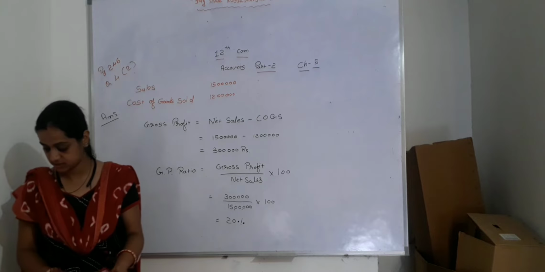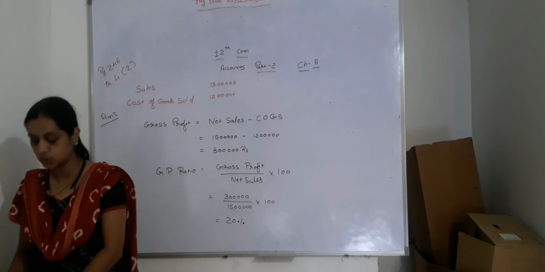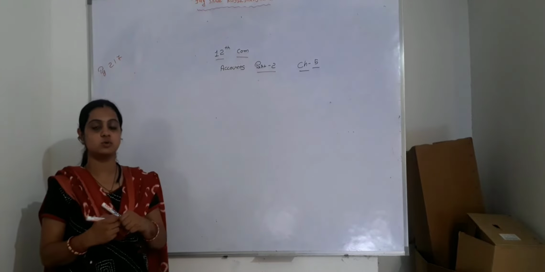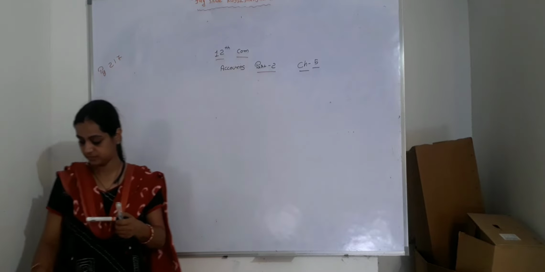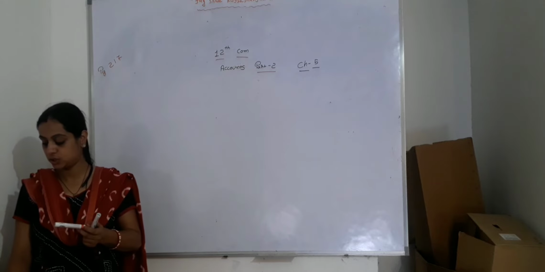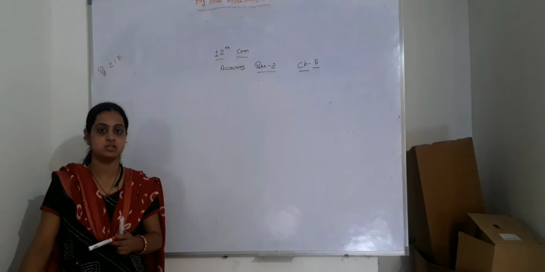Let's discuss another sum. Page number 217. Illustration number 3. Information of 2 years of Q company is as follows. Calculate gross profit ratio.